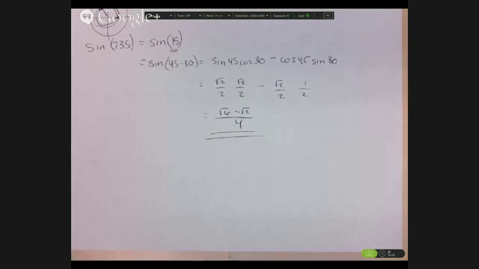Okay, let's try tangent now. This one's a little more messy. Define messy. More fractions?